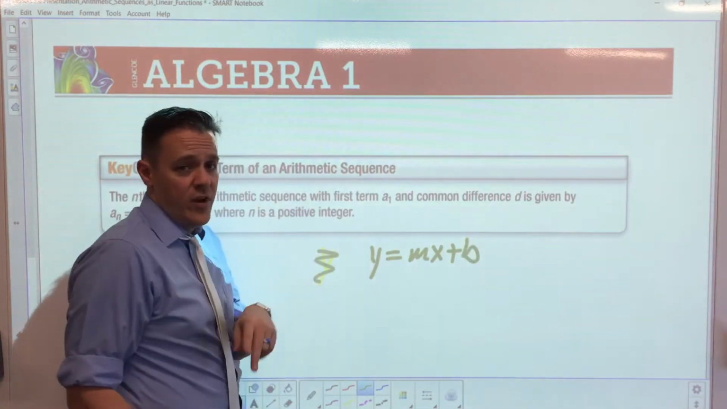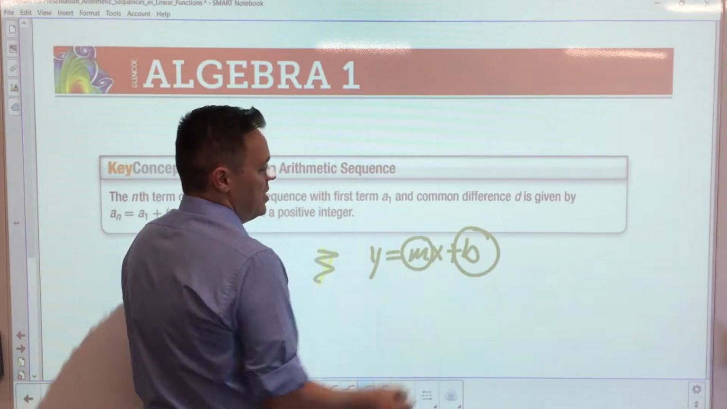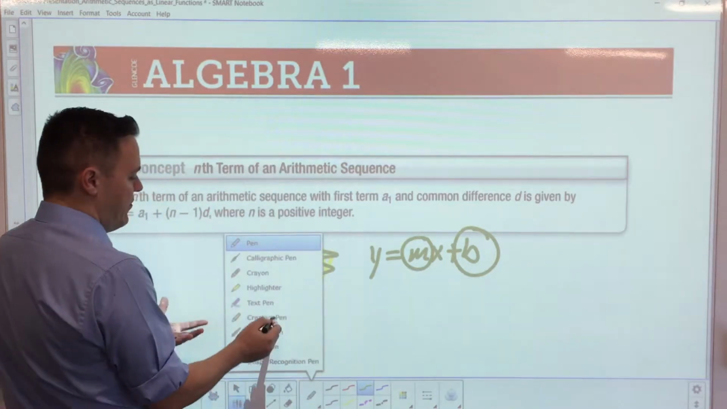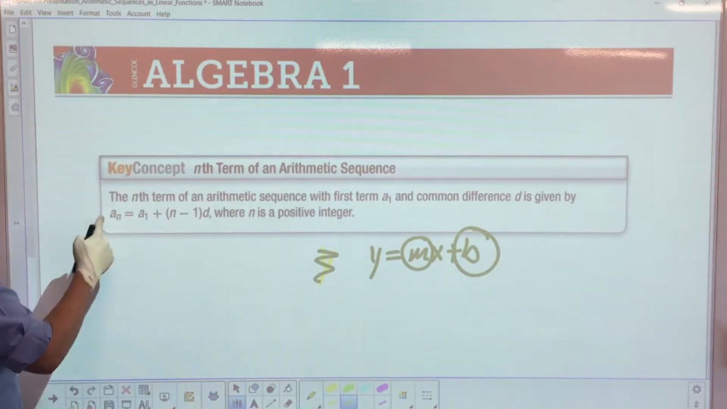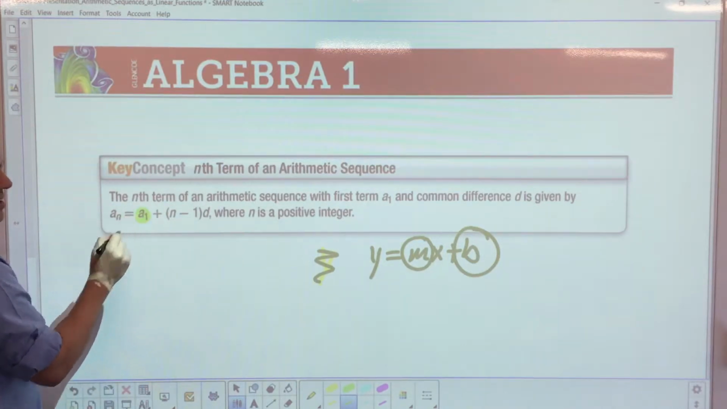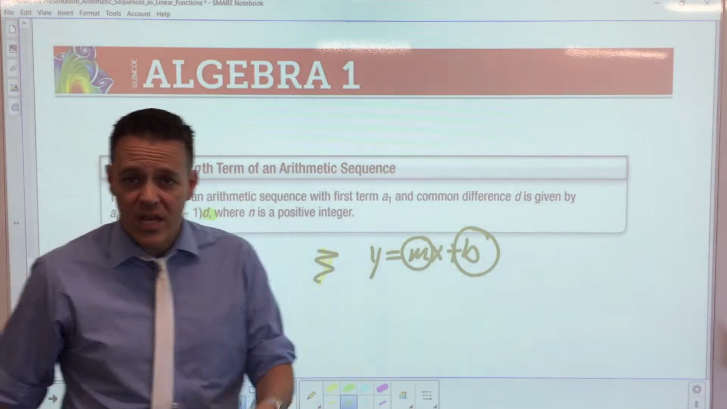We only had two variables that we changed. We would always change the b and the m, but the y and x were there and we never changed them. This is the same philosophy with this equation right here. To find the common difference, you have to write this equation out. The only things that change are this a and that d. Everything else is written the same.